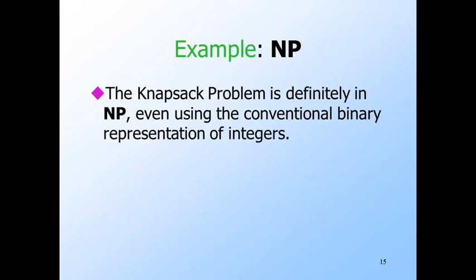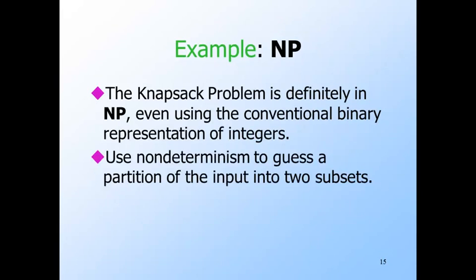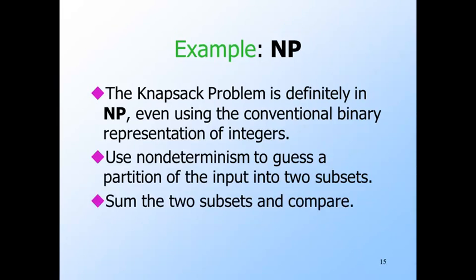For example, the standard version of knapsack, where integers are represented in binary, is in NP. The non-deterministic polynomial time algorithm that solves this is fairly simple. First, it uses its non-determinism to guess a partition of the integers into two subsets. This can be done in time that is linear in the input length using 2 extra tapes for the 2 subsets. Then sum the subsets and compare. Say yes if this partition yields 2 equal sums, and this part can surely be done in time that is quadratic in the input size and can be done in linear time if you're clever and use a few extra tapes. Thus, standard knapsack is in NP.